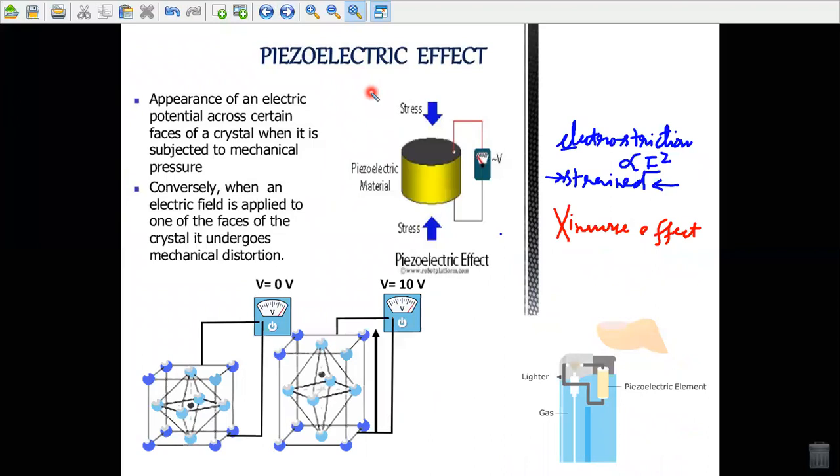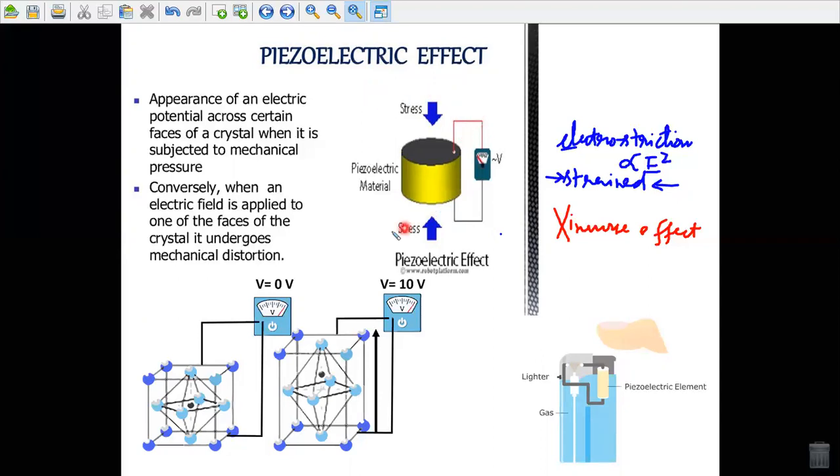So piezoelectricity arises when some external force has been applied as mechanical stress, and the force is strong enough to displace the ions in an asymmetric manner, and the crystal becomes electrically polarized.